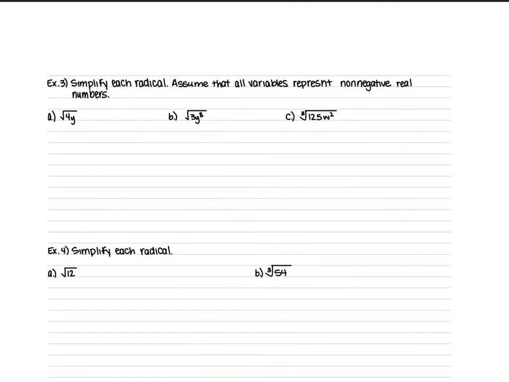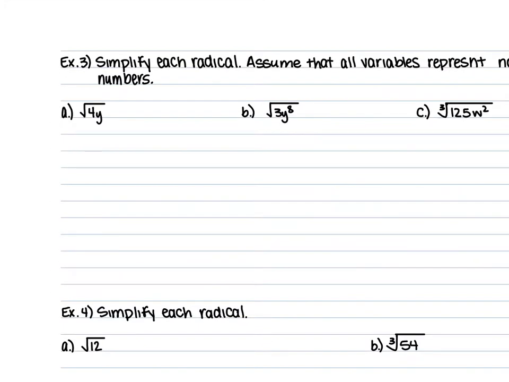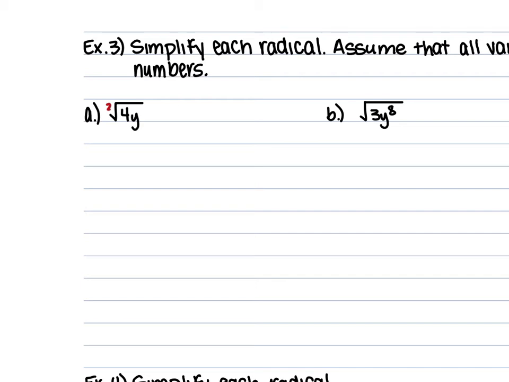For example 3, we're just simplifying each radical and assuming all variables represent non-negative real numbers. For example A, we have 4y underneath the square root. So this invisible index is a 2, which means we're taking the square root of 4 and the square root of y. The square root of 4, we said earlier, was 2 times 2. We pair up a set of 2 2's to pull 1 out. So that's just 2.